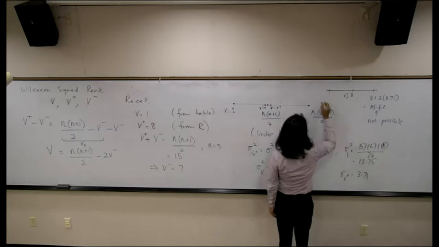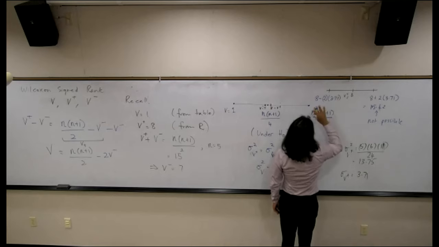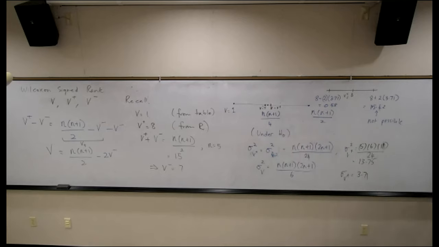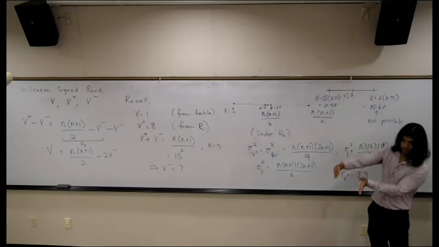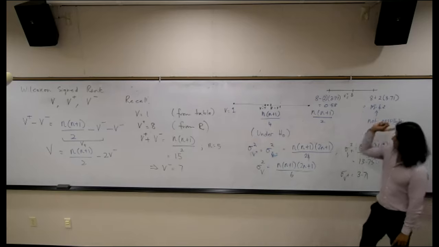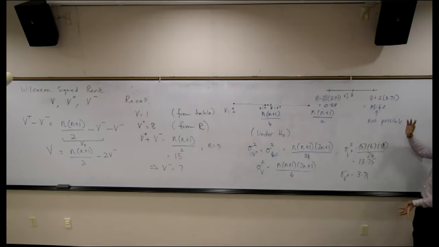Likewise, it's subtract. That's 0.58. You are way too close to one, the minimum value. So pretty much you've gone far away from the center to the left. You've exceeded 15, the maximum value that you can achieve. So should we reject the null or not?